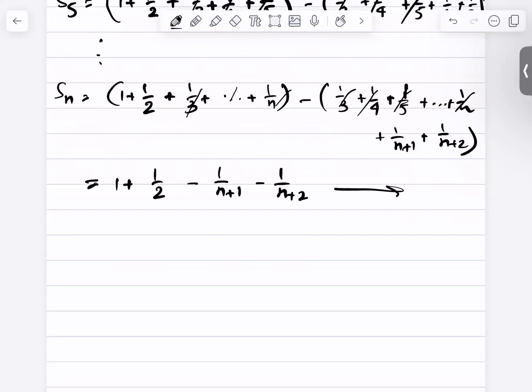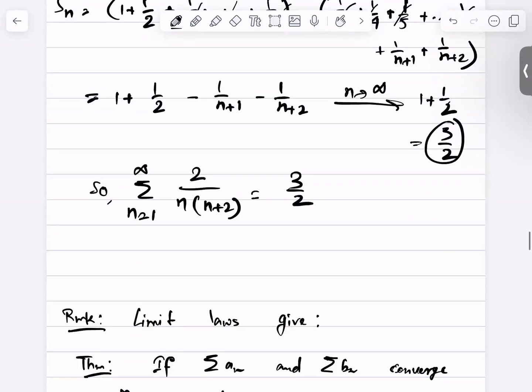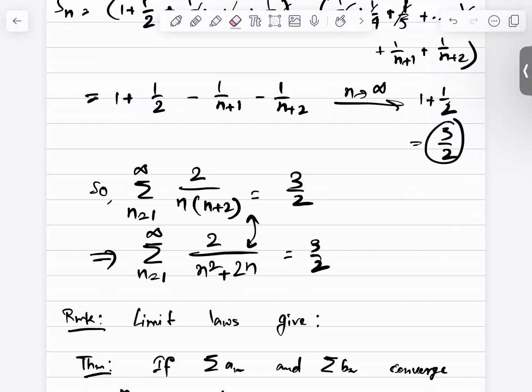Okay. And if I take n to be infinity in there, then I'll get 1 plus 1 over 2 as the limit, and the answer is 3 over 2. This is the sum of the telescoping series. So summation n equal to 1 to infinity 2 over n times n plus 2 is 3 over 2. Sometimes what happens is that you will see this same series with some trick. So if you have this series given to you, this is basically same as this. So therefore, you have to be a little bit careful.